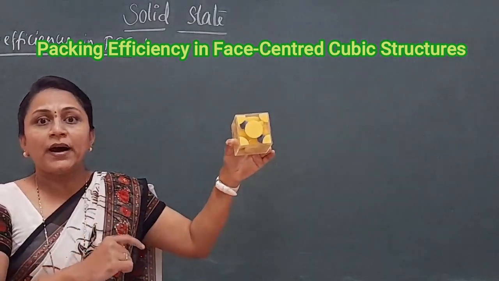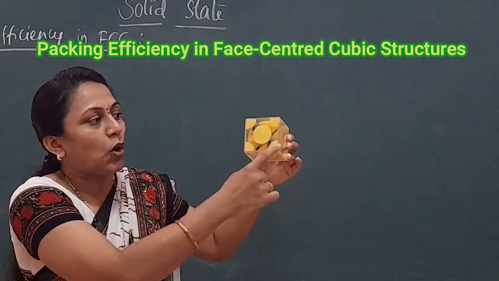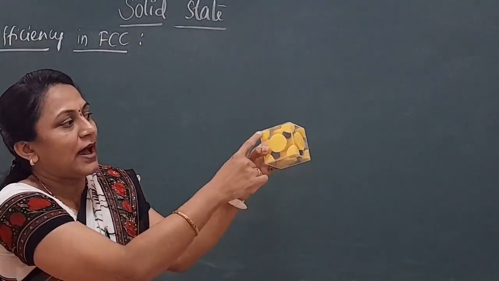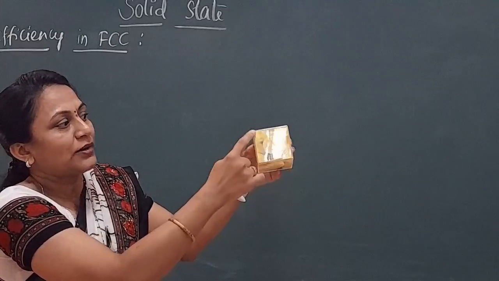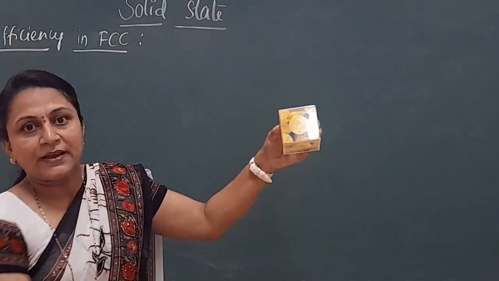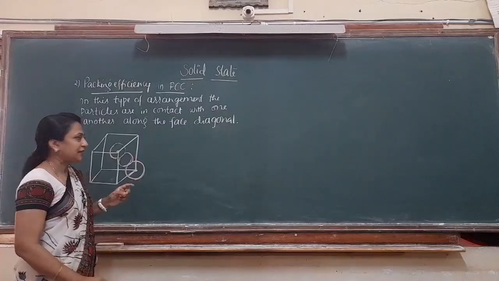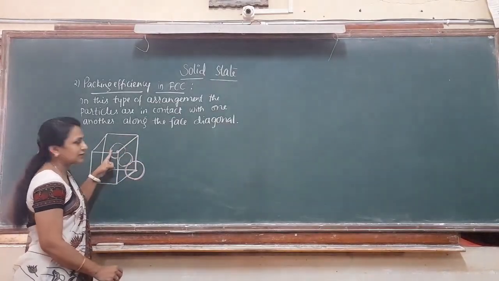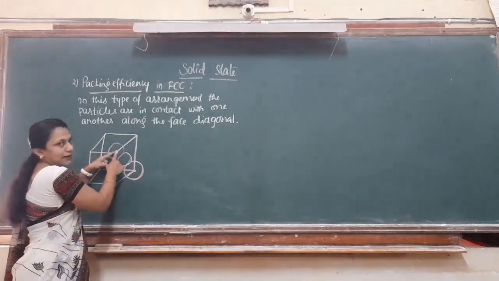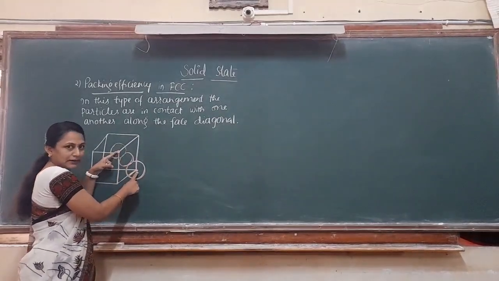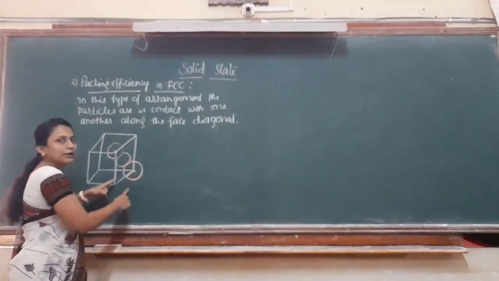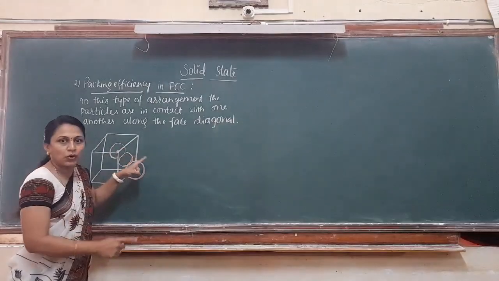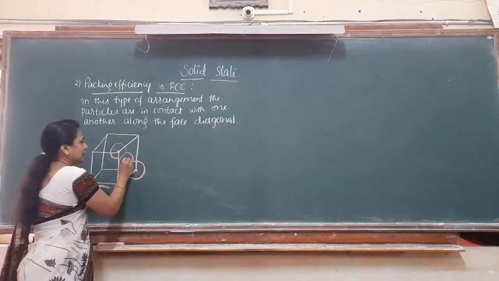So in this type of arrangement, the particles are in contact with one another along the face diagonal. So this is the face diagonal. Here, no doubt, the particles are there at the corners. Here I will consider only these three particles. One particle at the corner, and at the center of this space, one particle is there. So they are in contact with one another. So this is the center.